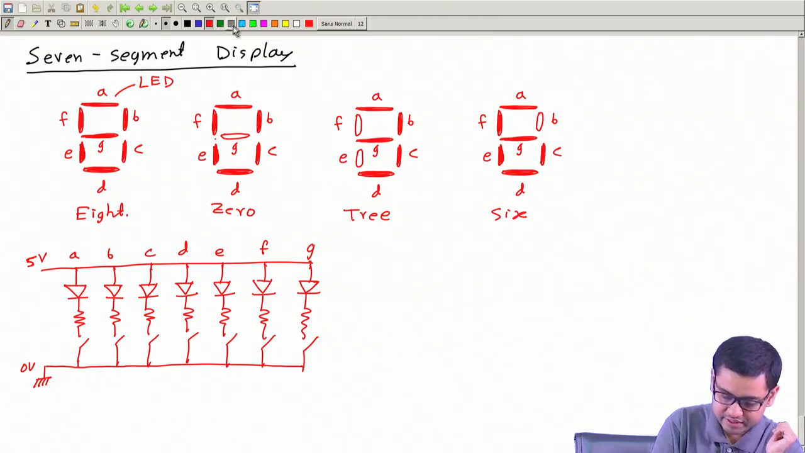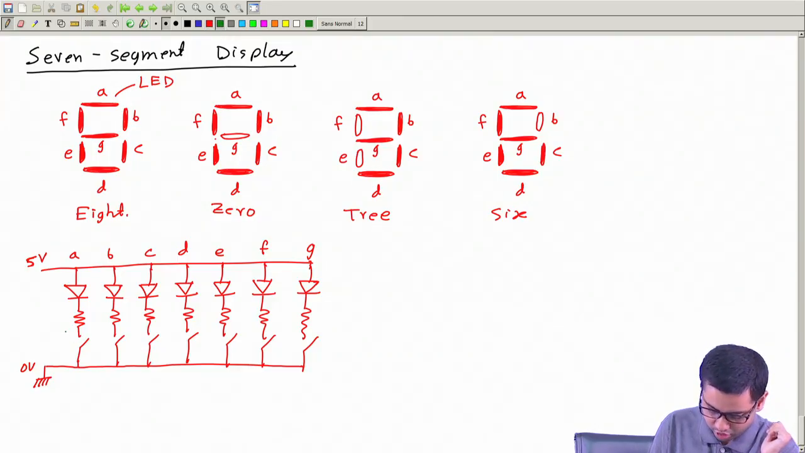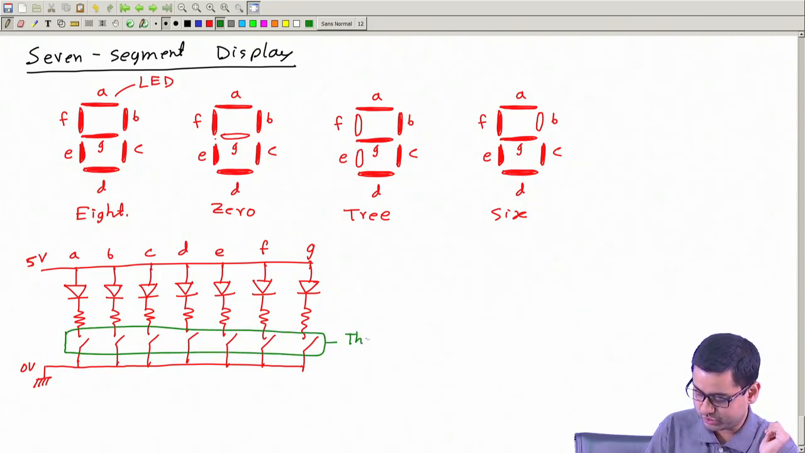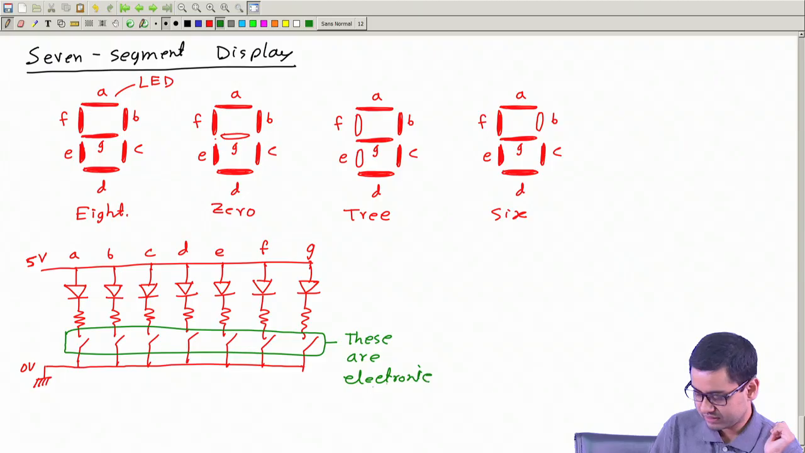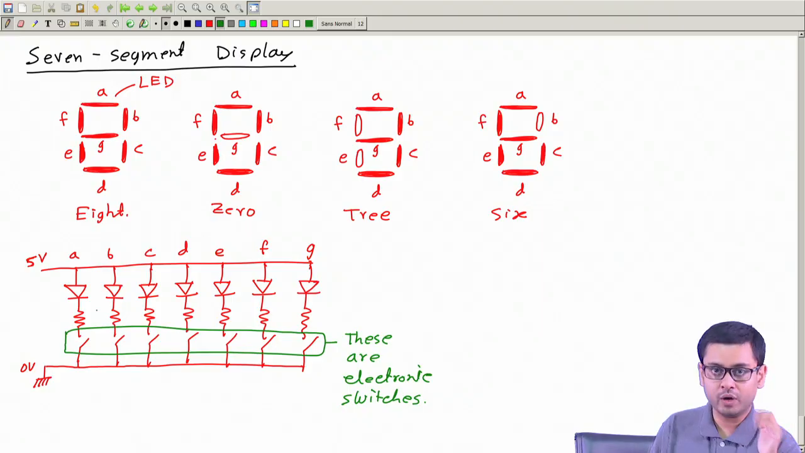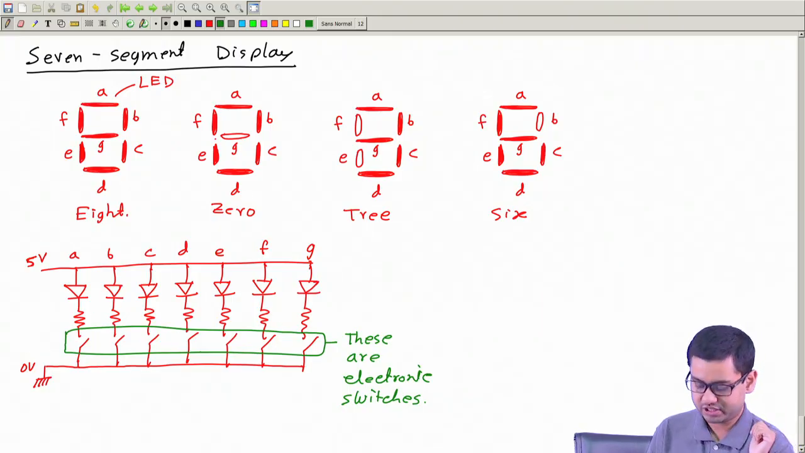So these are electronic switches. They can be transistors. Okay, so they are not manually operated switches. They are transistors or some electronically operated switches, although I'm drawing them like this symbolically.